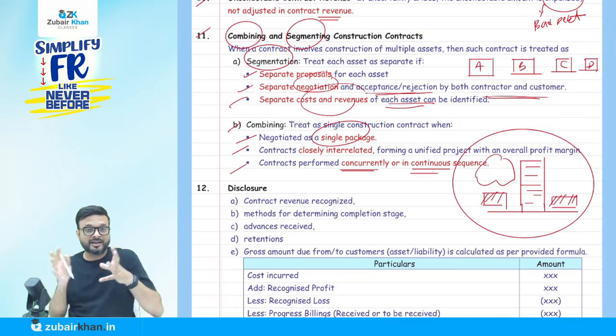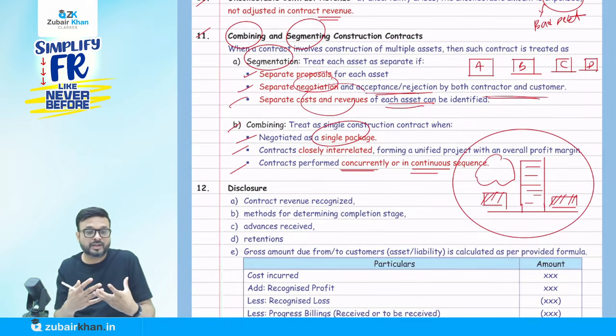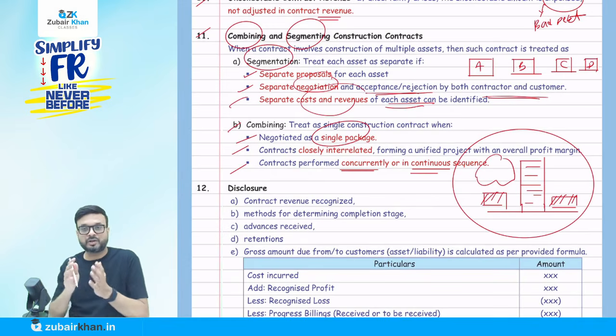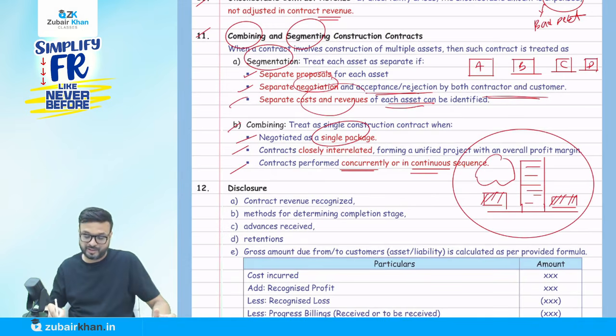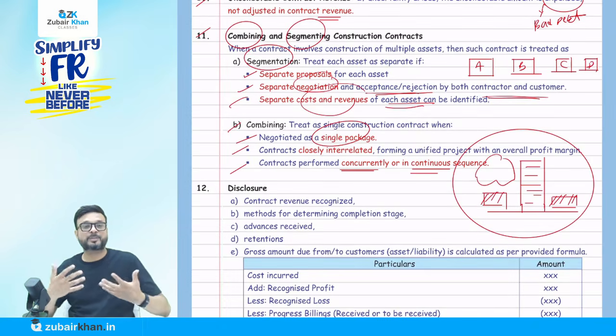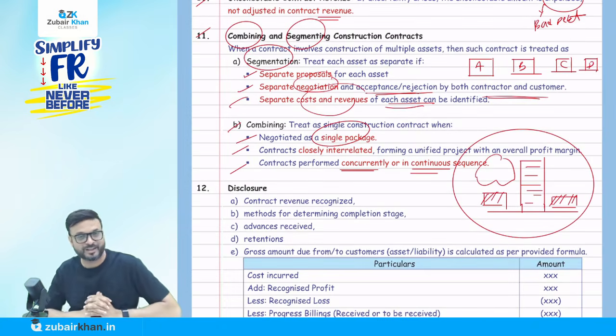These are not four contracts. They are interrelated. As a single package, we negotiate with them and they are connected to each other, so it will be considered as one single contract. Here, this petrol pump will be considered four separate contracts, because separate proposal, separate negotiation, separate cost and revenue can be identified. Okay. The last one, disclosure.